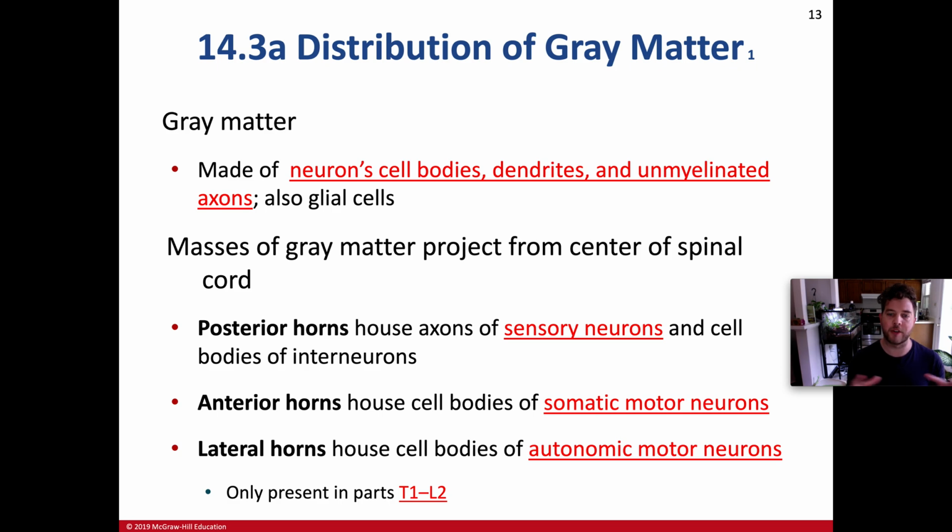There are masses of that gray matter that project from the spinal cord. You have posterior, anterior, and lateral horns. The posterior horns are going to be sensory, not surprising. The anterior horns are going to have somatic motor neurons, and the lateral horns will have autonomic motor neurons. The lateral horns are only present in T1 to L2, so thoracic 1 to lumbar 2, that section of the spinal cord. It's the only part that has the lateral horns.